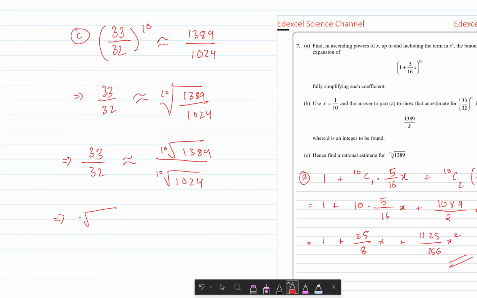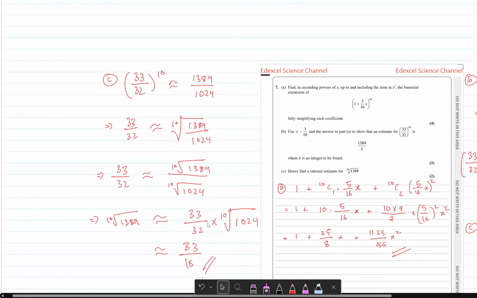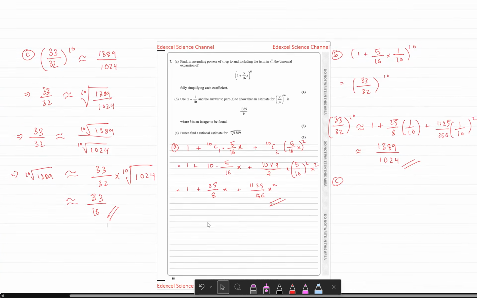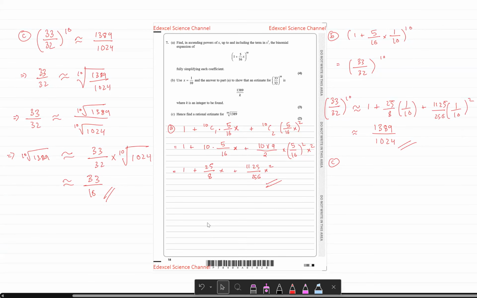So now I'm just going to make it my subject, and it becomes 33 over 32 times root of 10, 1024. And that will approximately be, if you just plug all of this in your calculator, 33 over 16. And that is your answer. I hope question number 7 is clear, and I will see you in the next video.